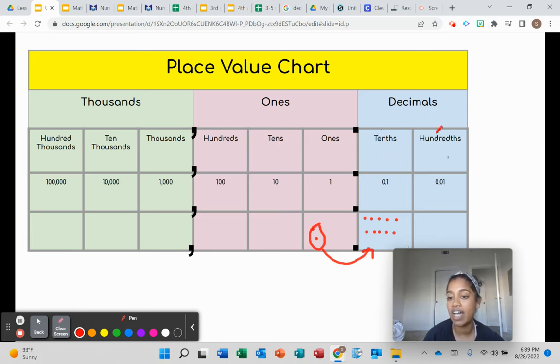And so now we have gotten into our new decimals period. In our decimals, that's telling us I don't have whole numbers anymore. I now have parts of whole numbers. So in our decimals, we have our tenths and our hundredths.